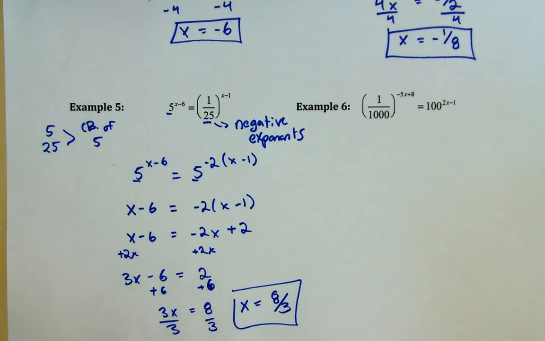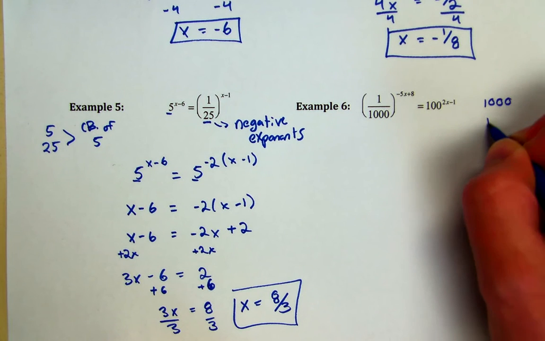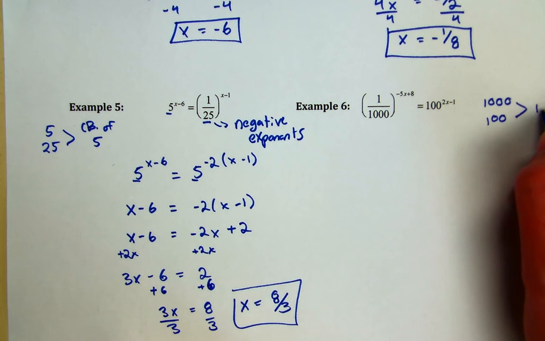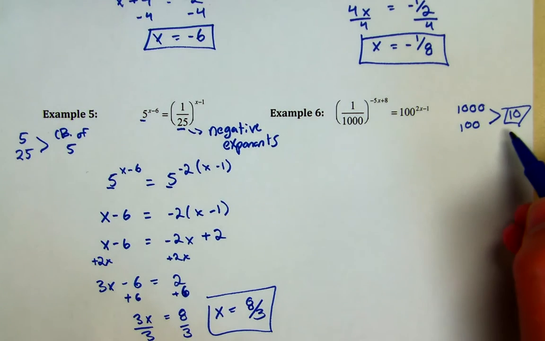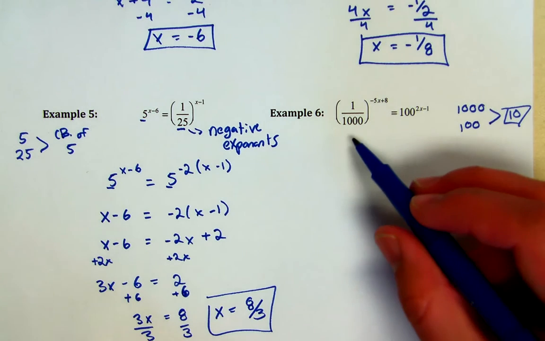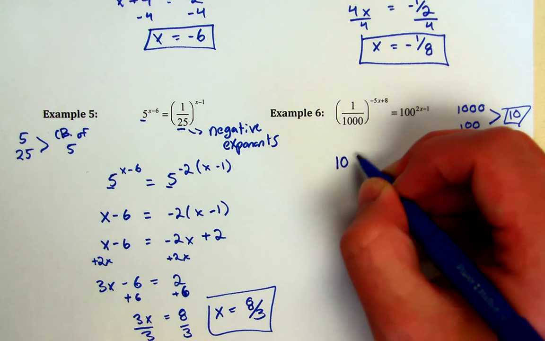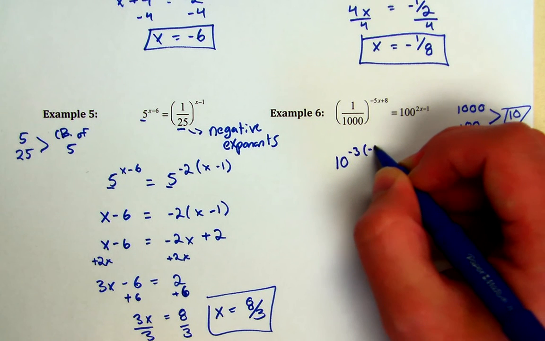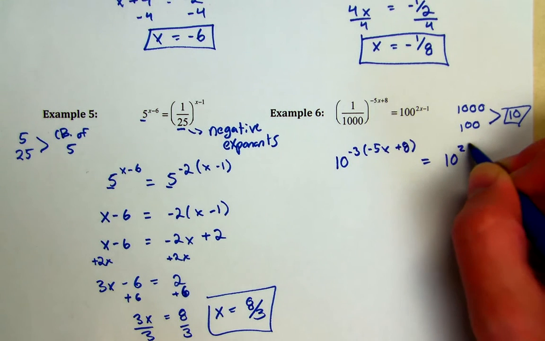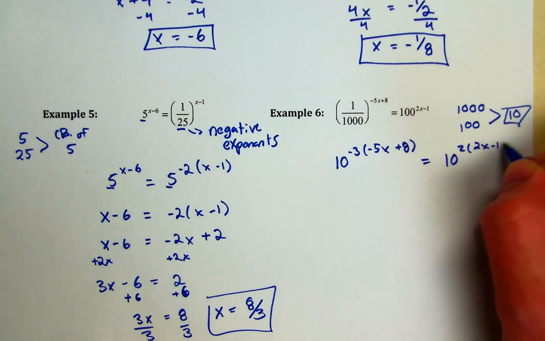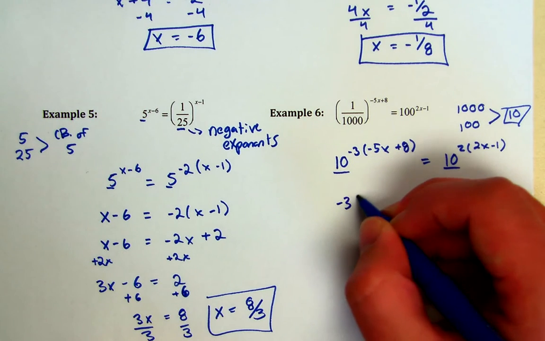So now again, looking at example 6, we know 1,000 and 100 have a common base of 10. So if they have a common base of 10, we can rewrite it. Well, again, fraction means I need to think about negative exponents. So 10 to the negative third power equals 10 squared times 2x minus 1. Again, same base. Exponents are equal.